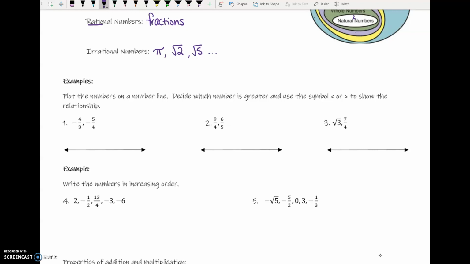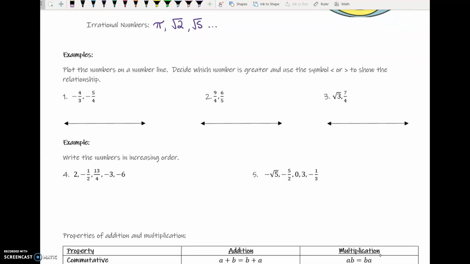Okay, I'm going to show this first one to you, and then I want you to do the rest of 2 and 3 on your own. Plot the numbers on a number line, and then decide which number is greater and use the symbol to show the relationship. So you should change these to decimals. So -4/3 is -1.3 repeated. -5/4 is -1.25.